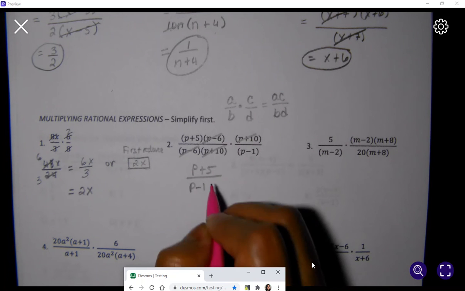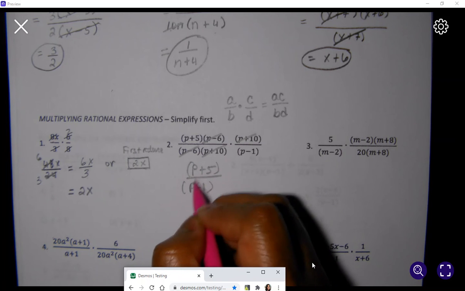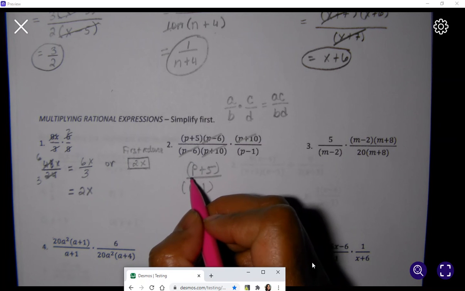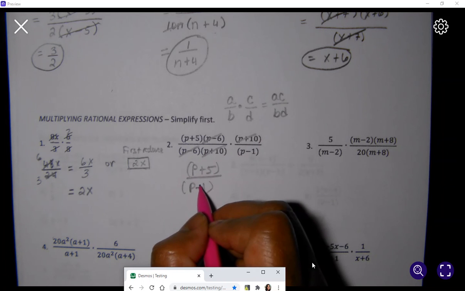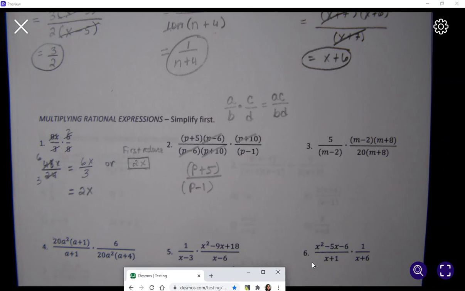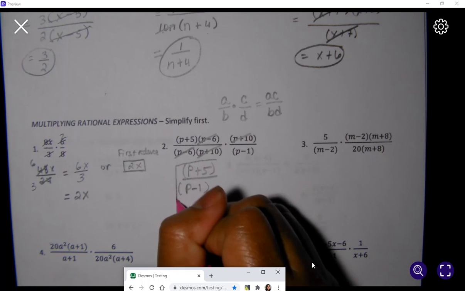And then here, some students want to just cancel out the p's, but I cannot cancel out a p because it's not a factor. It's not being multiplied to the 5. There's an addition symbol, so I cannot just cancel it out. I have to leave it like this. This is my final answer.